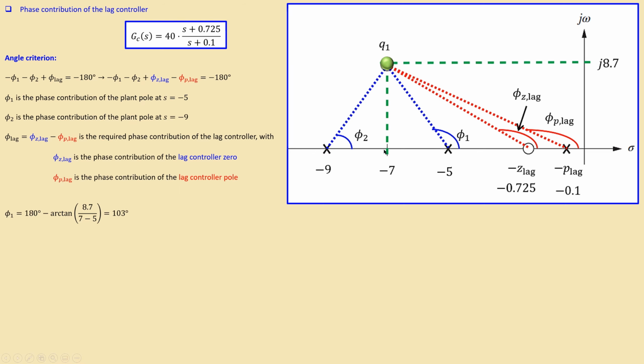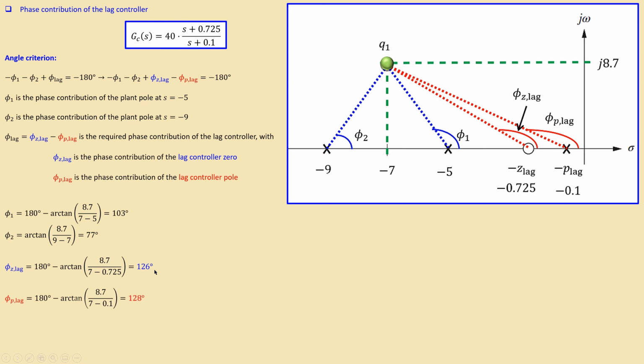Now this one is of course a phase which is smaller than 90 degrees, so we can just use the arctangent directly. Arctangent of the height divided by this length, 8.7 divided by this length, will be 77.7 degrees. So if I now correct the values also for the lag zero and the lag pole, the lag zero is here, which is actually this distance divided by this distance, and then arctangent of that one, and then 180 degrees minus what I have actually just mentioned. This expression, I will get 126 degrees.